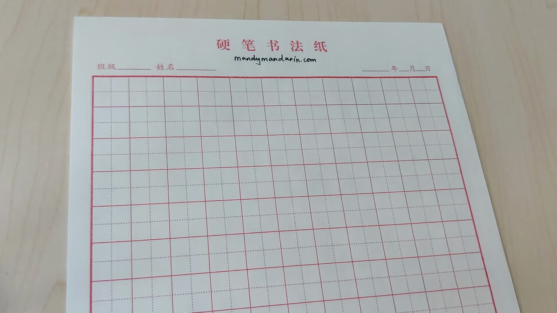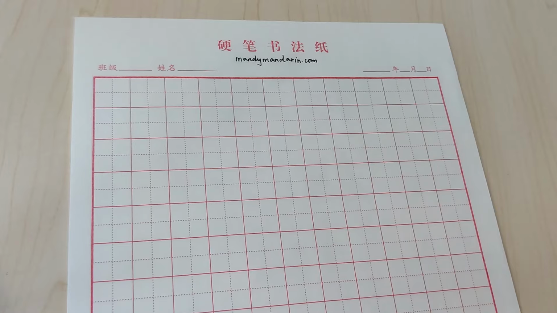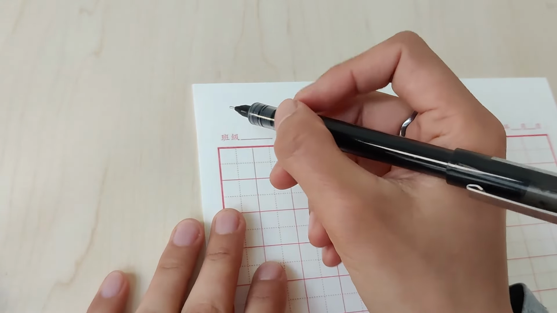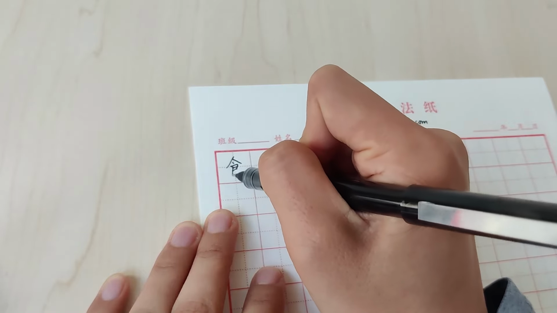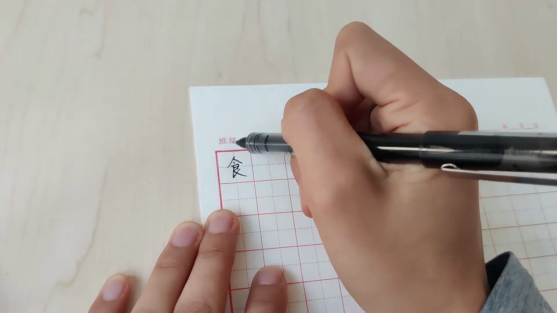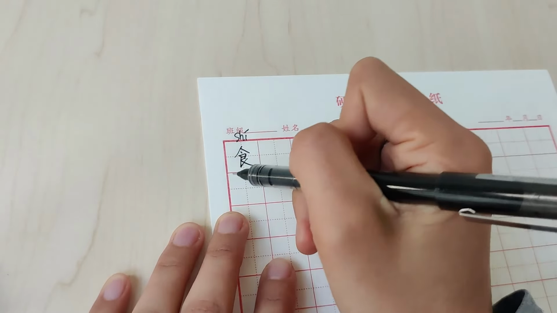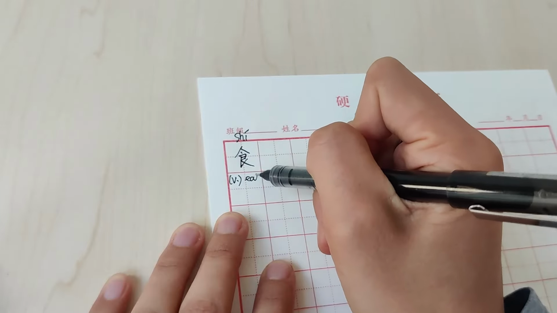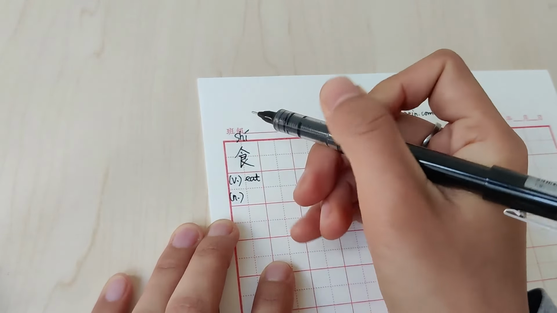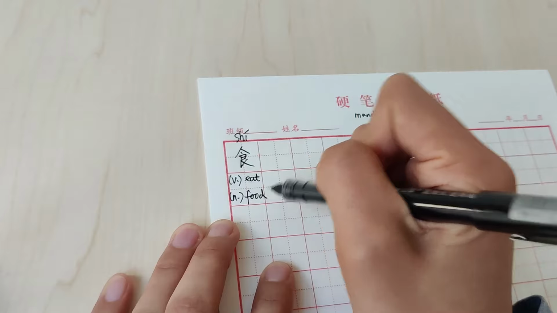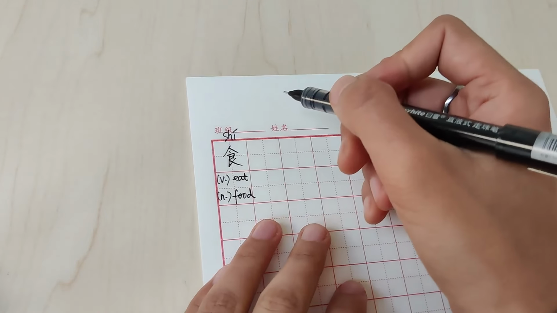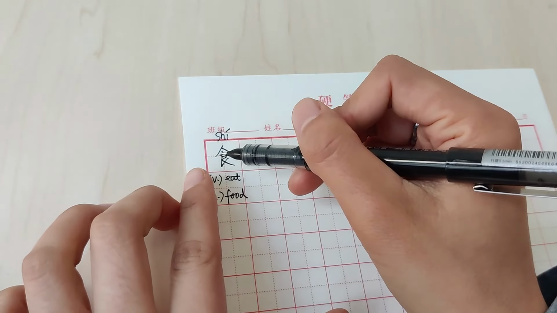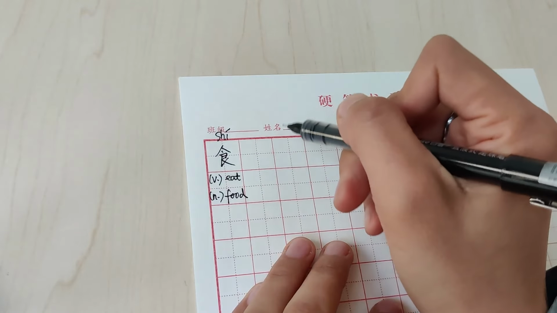First of all, let's take a look at the 食 character. And it could be a verb, means eat. Also, it could be a noun, means food. And here is the evolution of this character, 食. To turn the 食 into a radical, we have to squeeze it, make it small.